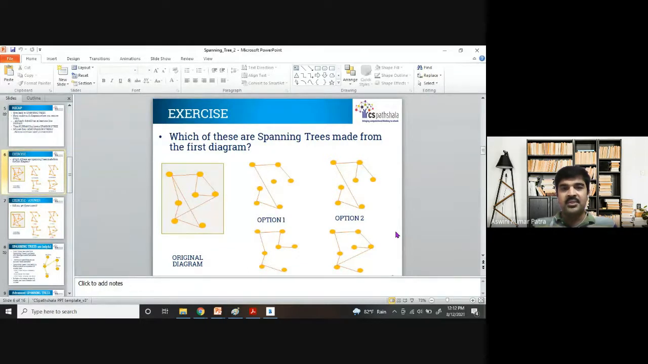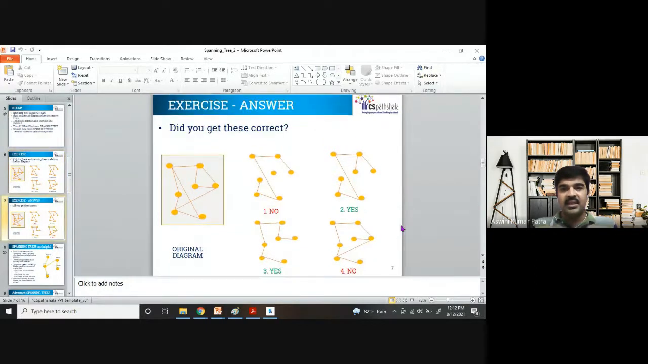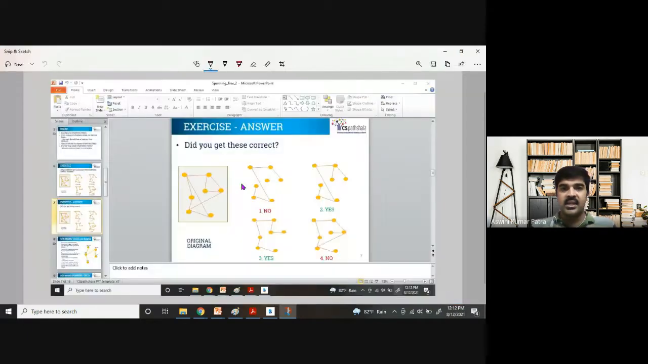Now, if there is a question, did you get this correct? Suppose I have this slide here. This is a graph, and I'm trying to create a spanning tree from this graph, and it's called wrong because there is a city which is left out. It is not connected to even a single road. Okay, that's why it's wrong.